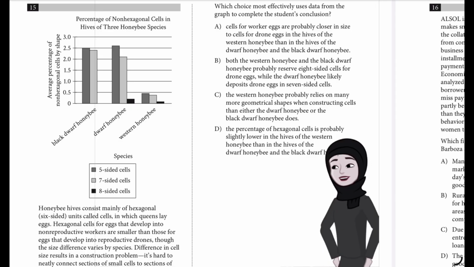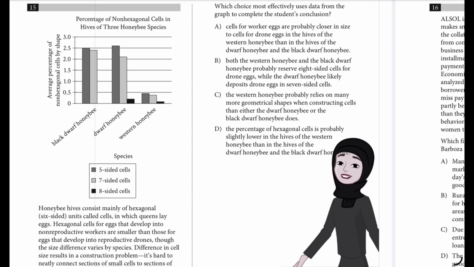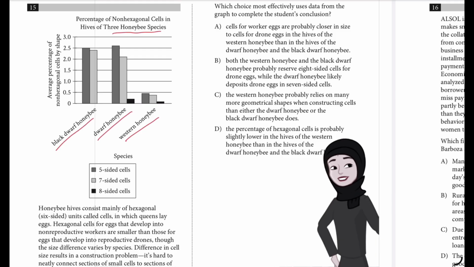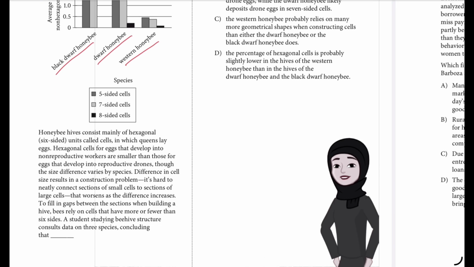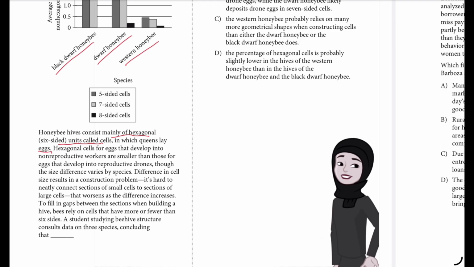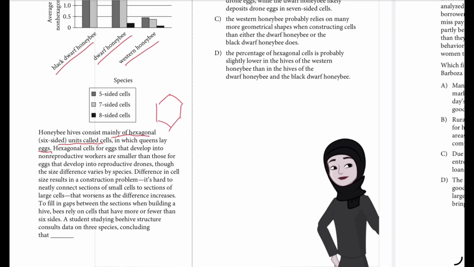So in question 15, we see the percentage of non-hexagonal cells in hives of 3 honeybee species: western honeybee, dwarf honeybee and black dwarf honeybee. And then it is talking about usually and mainly hexagonal, that is 6-sided units called cells in which the queens lay eggs. You would have seen these are what the honeybee hives look like. They will have 6 sides.